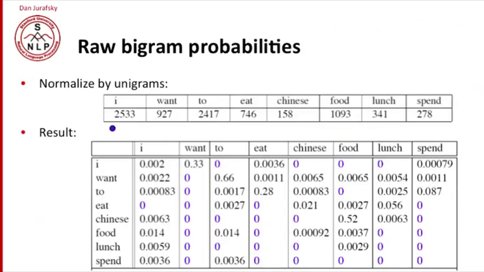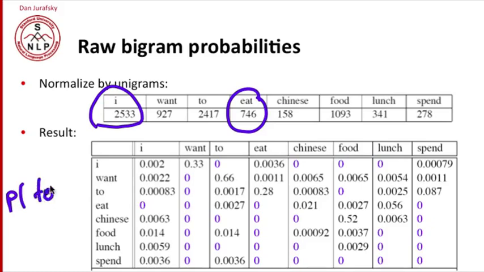Here are the unigram counts we're going to need to compute those probabilities. Here's the count of I, it's 2533. Here's the count of eat, it's 746. And using the equation, we can now compute the bigram probability, for example, the probability of to given want: how likely is it, given that the previous word was want, that the next word is to? It's pretty likely, for example, 0.66. But notice that things with counts of 0 still have probabilities of 0. Lots of things have zeros here.